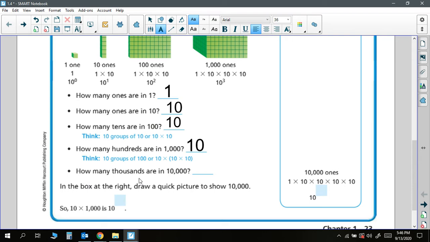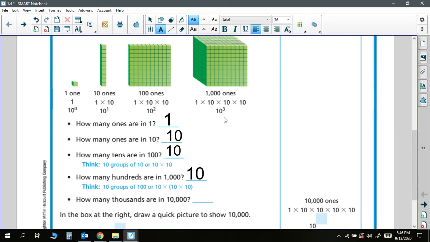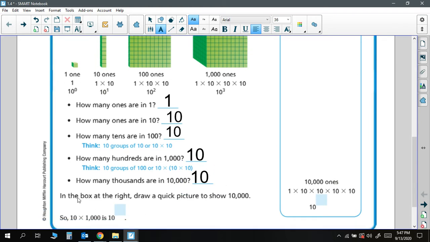Then they want to know how many thousands are there in 10,000. So now once again, they want to know how many of these thousands are going to be in 10,000. And we don't have a cube over here, but if you figured out the pattern already, you should have. It's 10. There are going to be 10 of them. Okay, it says in the box at the right, draw a quick picture to show 10,000.